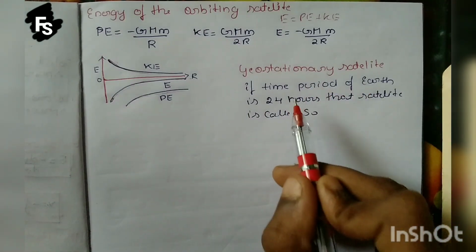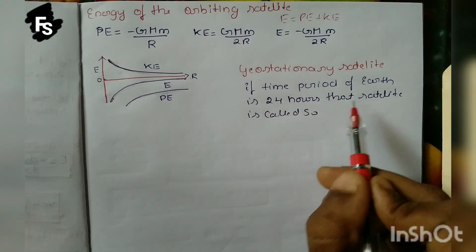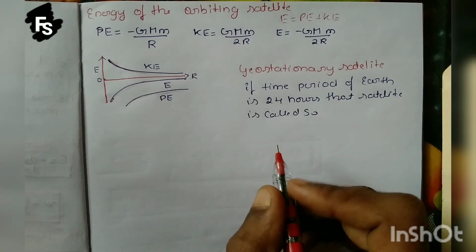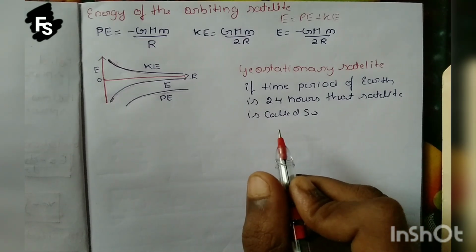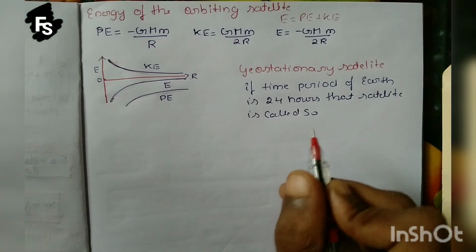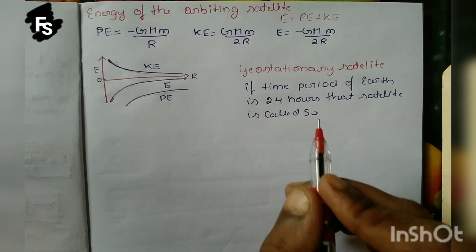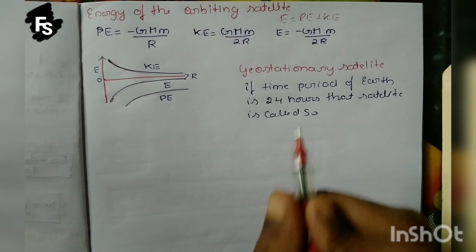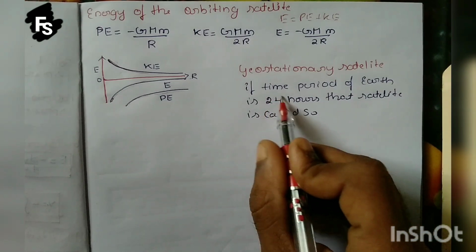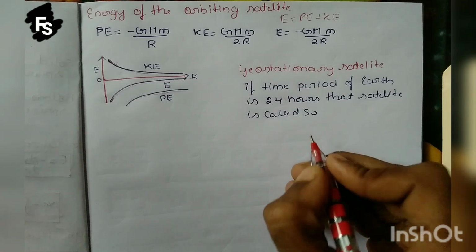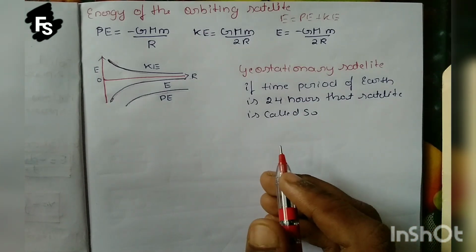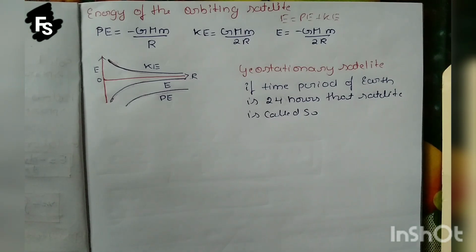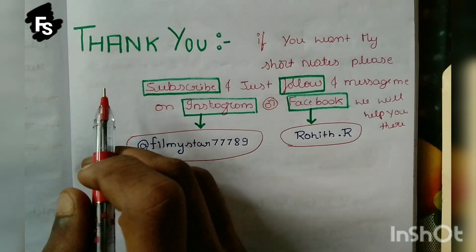Geostationary satellite. What is a geostationary satellite? If the time period of the satellite is 24 hours, that satellite is called a geostationary satellite. In problems on geostationary satellites, you have to use the time period, though they don't give it in the question. You have to remember it: the time period is equal to 24 hours for a geostationary satellite.